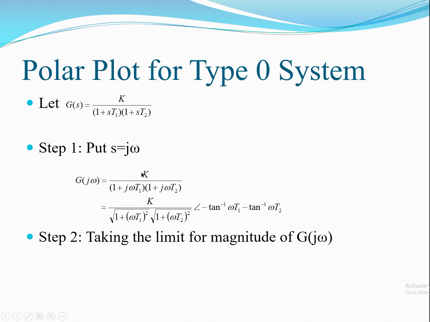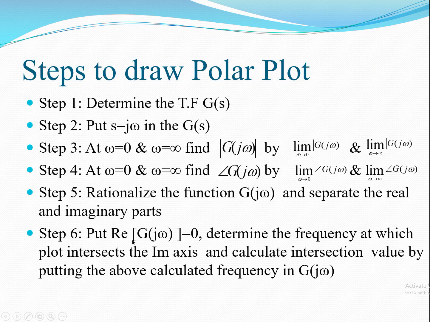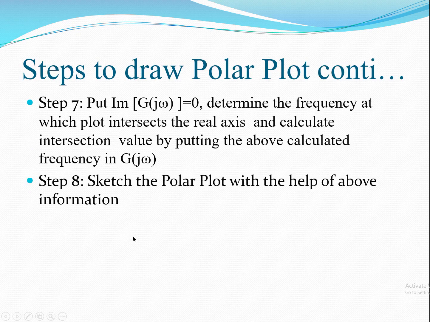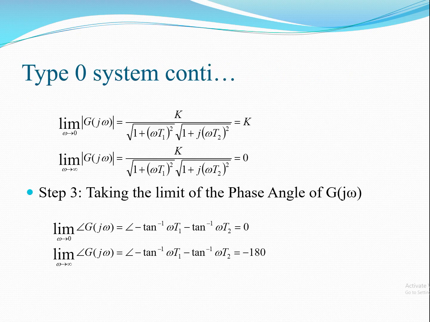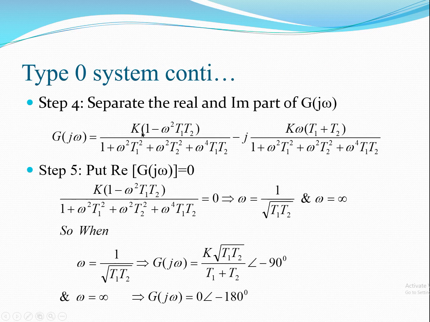Now step number 5, or 6, is that we have to put the real part equal to 0. For that, you have to take the real part equal to 0. That means this part is equal to 0: K into bracket 1 minus omega square T1 T2, divided by 1 plus omega square T1 square plus omega square T2 square plus omega raised to 4 T1 square T2 square, is equal to 0. So this particular denominator is going to be multiplied by 0. That means K into 1 minus omega square T1 T2 is equal to 0.